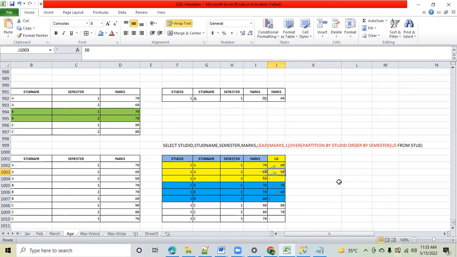Yes or no? Shall we proceed? Can we cover this order by semester? I will tell you that order by semester example. But so far, what I have taught, is this clear? Yes, you understood this, right?